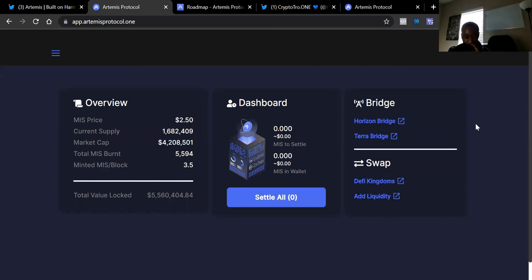Also, I want to show that currently ARTEMIS has $5.5 million in total value locked. And it's growing, man. I saw a tweet yesterday and it was like at $2 million. So a lot of people believe in this project, and I believe it's going to continue to grow. I'm looking forward to seeing what they plan on doing and how they plan on moving forward in the future. So that's my video for today, Crypto Tro.